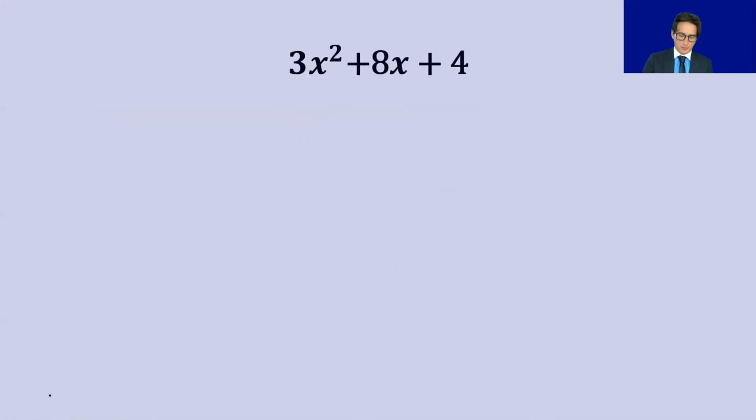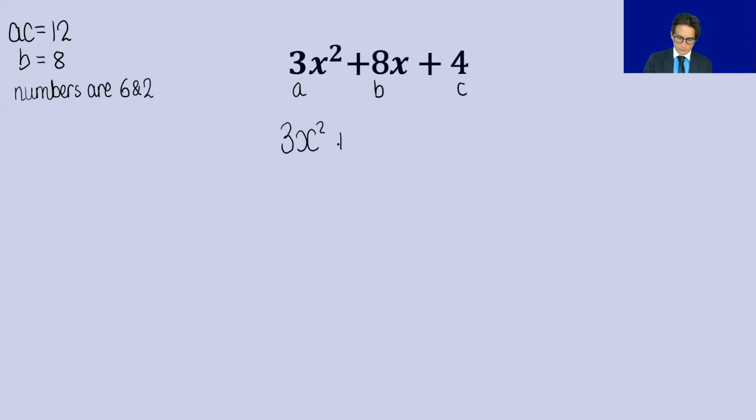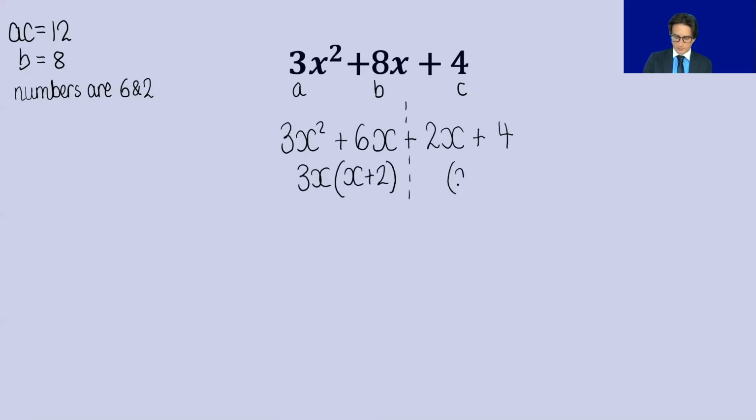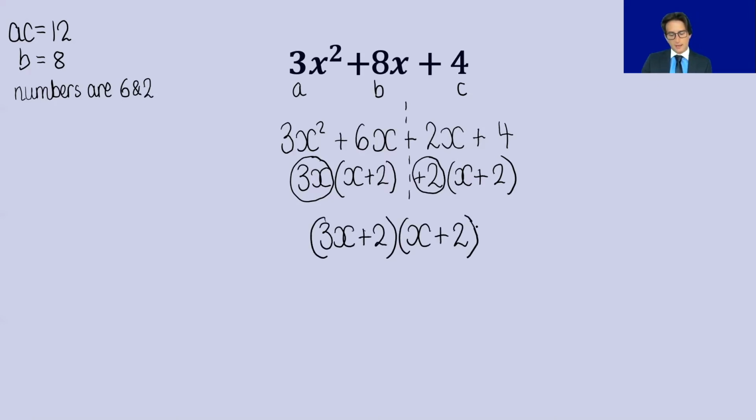Right, another example. AC is 12, and b is 8. So two numbers that times to make 12 and add to make 8. So I rewrite the expression, split the middle, copy the common factor. How many lots of x plus 2 equals 2x plus 4? 2 lots of it. There's my other factor. Okay, and sometimes people say, how do we know what way round to write the 6x and the 2x? And the answer is it doesn't matter. And I'll show you now how that works.